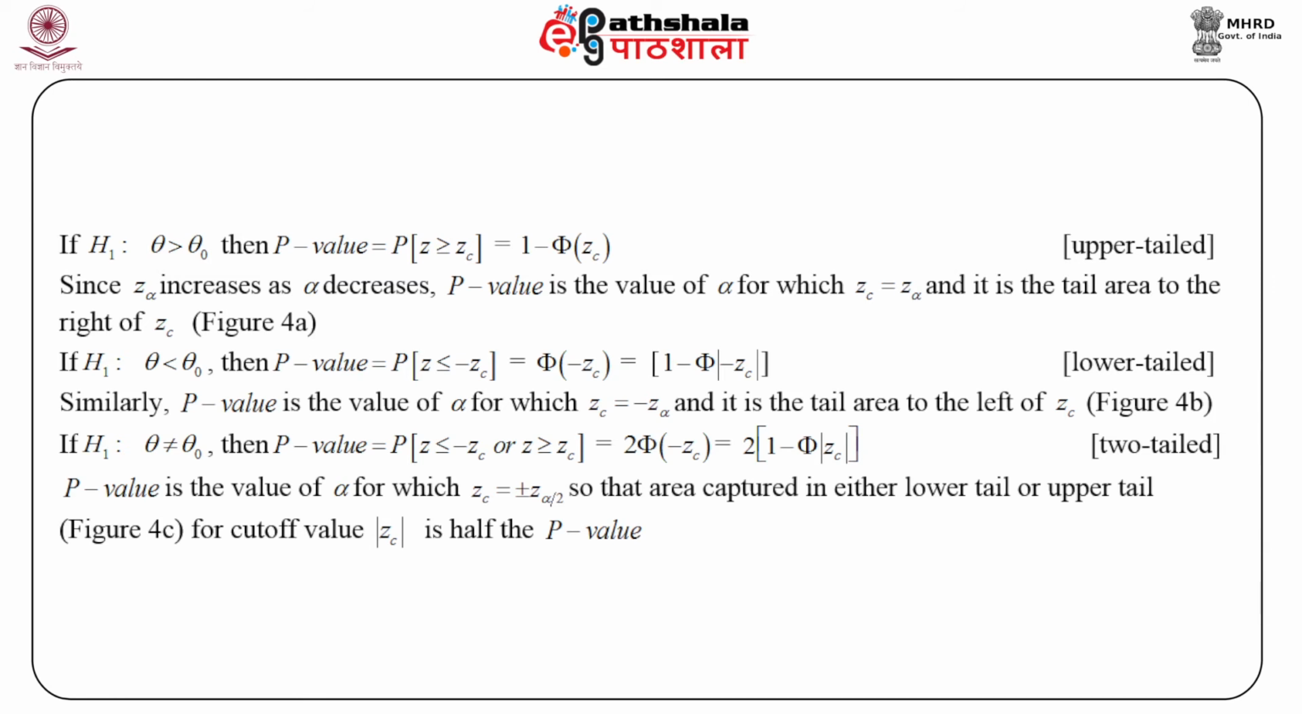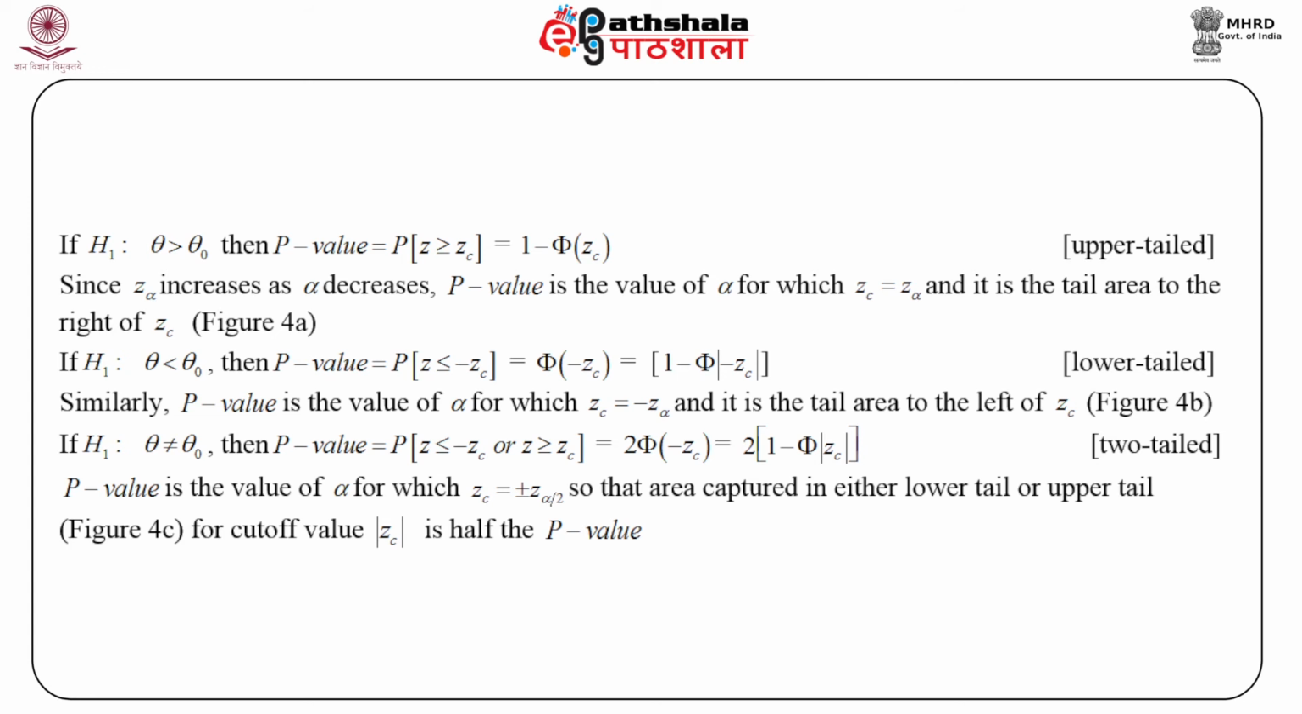Now, if H1 is theta less than theta 0, then p-value could be written as P(Z less than or equal to ZC), which would be equal to phi(ZC), which is again equal to 1 minus phi(modulus of minus ZC), which is a lower tailed value. Similarly, p-value is the value of alpha for which ZC is equal to minus Z alpha, and it is the tail area to the left of ZC, which is figure 4b.